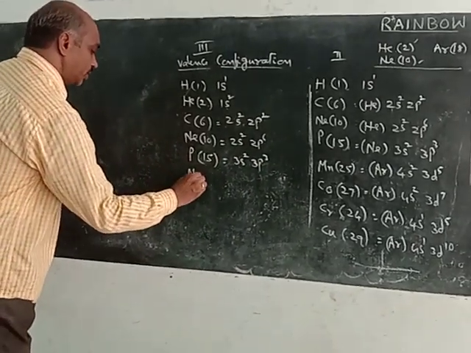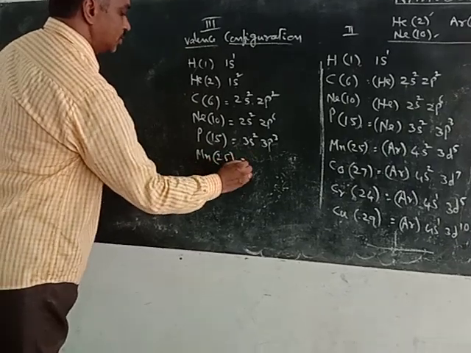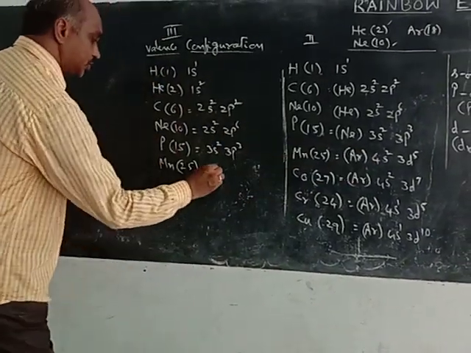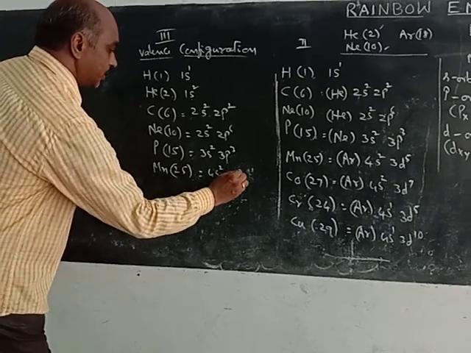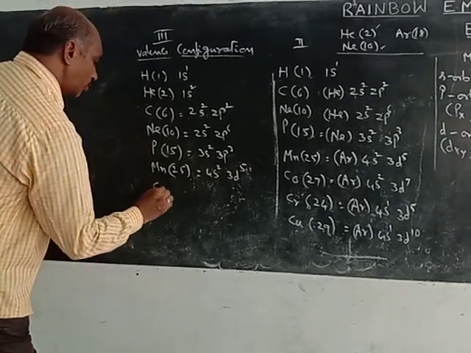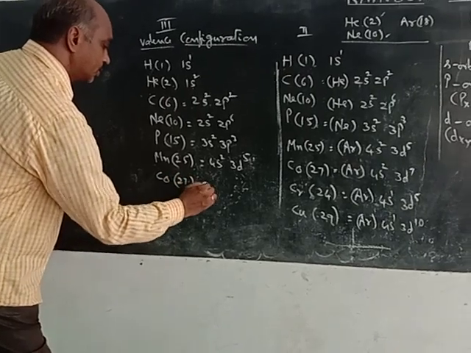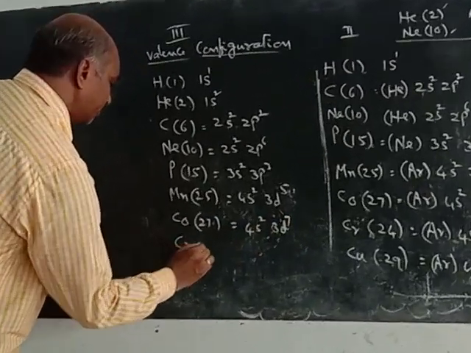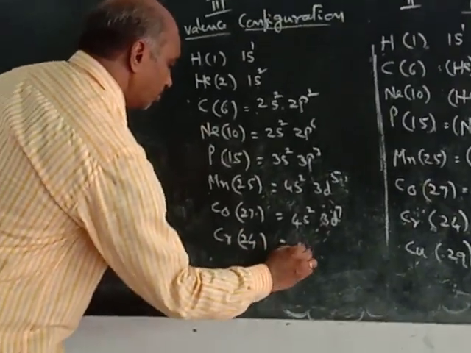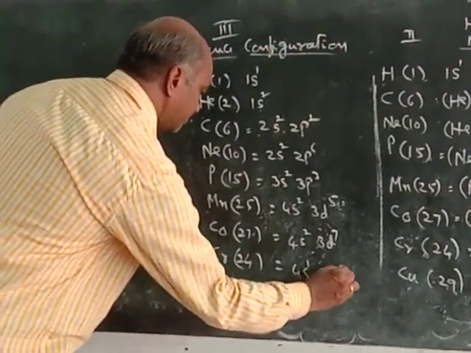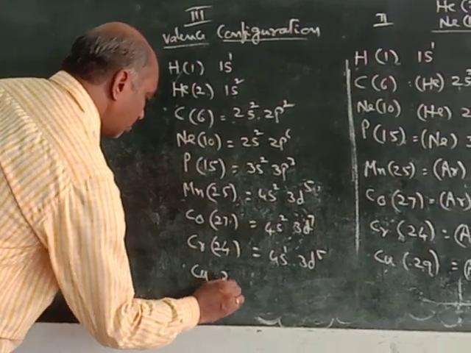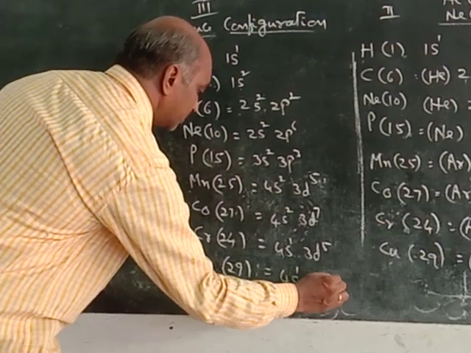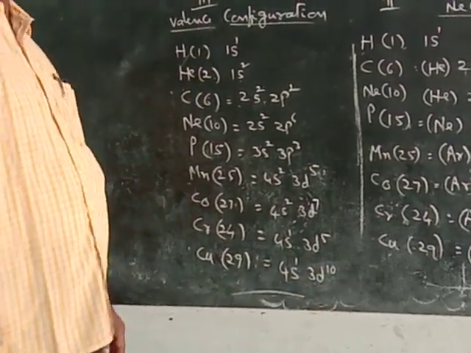Manganese 25. The inert gas below is argon, 18 removed, remaining is 4s2 3d5. Cobalt 27, 4s2 3d7. Chromium 24, 4s1 3d5. Copper 29, 4s1 3d10. This is the valence configuration.